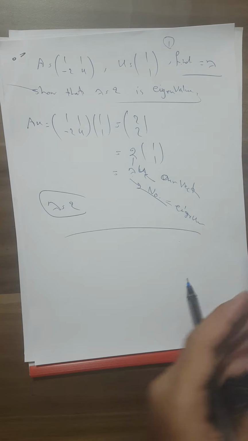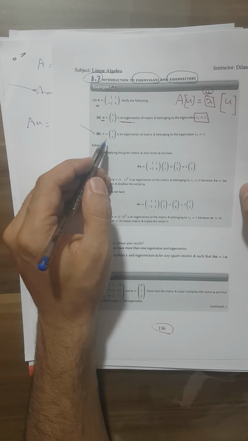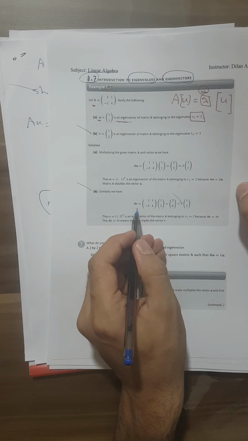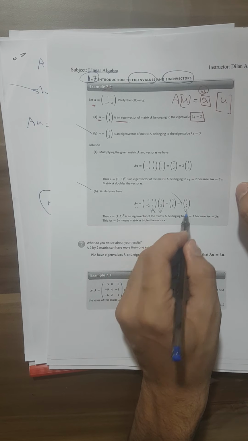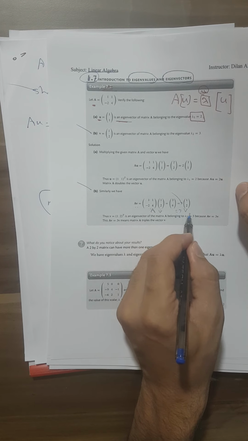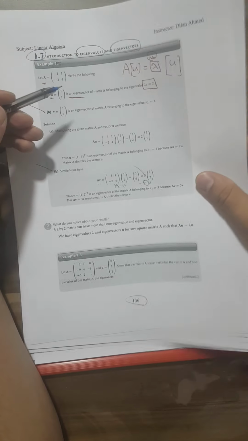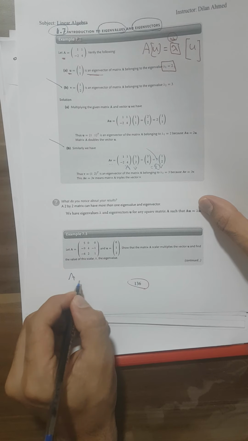The same is true for part B of this example. You can find the eigenvalue here equal to 3, because A V is equal to some number times V. So here is lambda. That's all. This is easy for a 2 by 2 matrix. How about 3 by 3? The same, nothing changes. We have A and we have U.